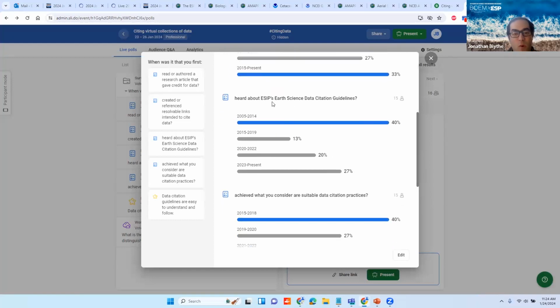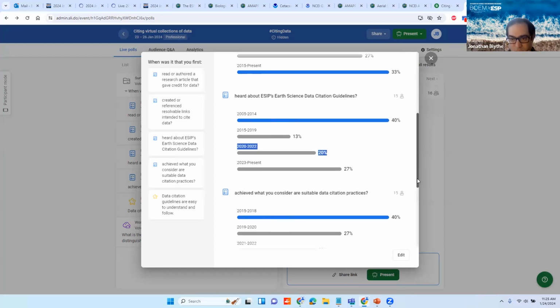Okay, so when did you hear about the Earth Science Data Citation Guidelines? And this is really good to hear. This means that we have a lot of early adopters. Pre-2015, 40% of the folks have heard about it. And then the other half, more recently since 2020. So, also bimodal.